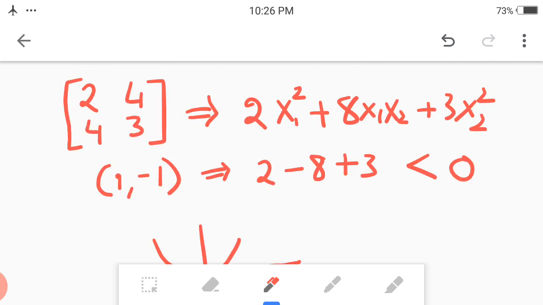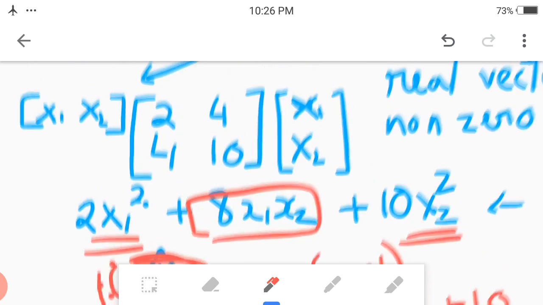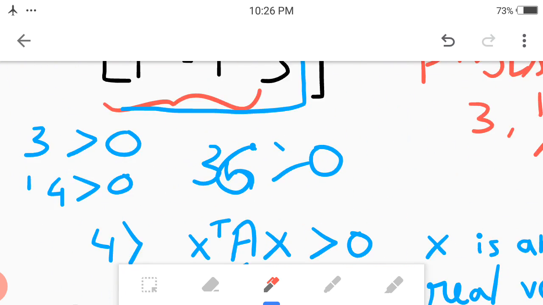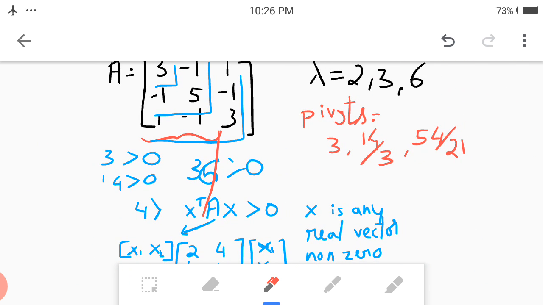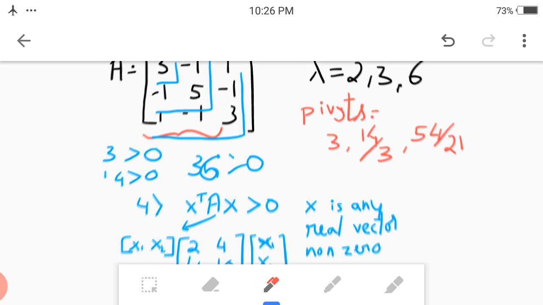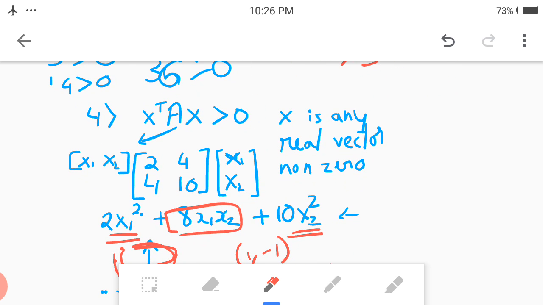So this is the last condition to say if a symmetric matrix is a positive definite matrix or not. That is, this is your fourth condition. The first three conditions are simple, and this is called the minima condition.